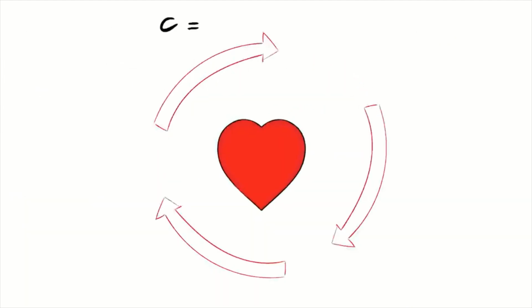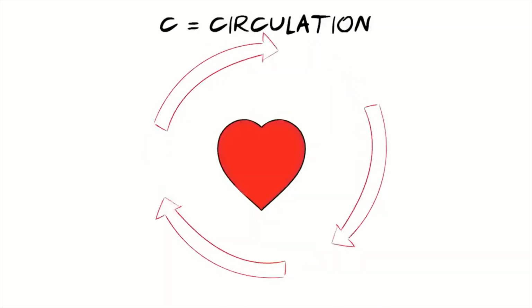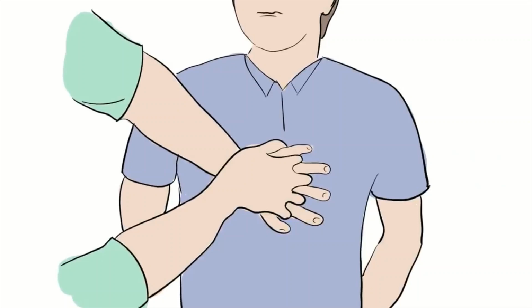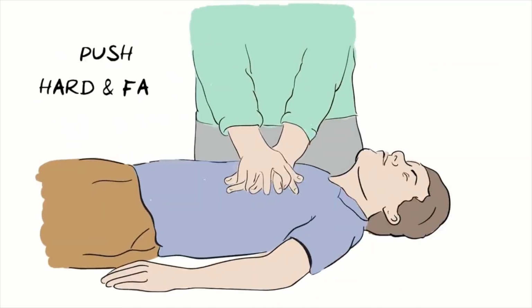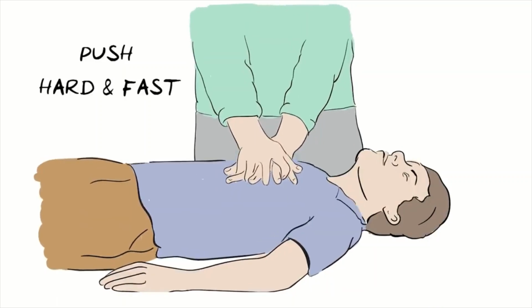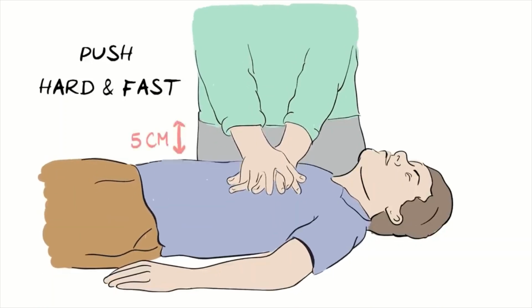C is for circulation. Circulation means the flow of blood around the body, and when the heart stops pumping, we need to take over this role by pushing down hard and fast on the chest. Start by placing the heel of one hand at the centre of the person's chest and interlock your fingers like this. With arms straightened, press down hard and fast, letting the chest come back up fully each time. Fast means around 2 times every second. And hard means that the chest needs to go down by about 5 centimetres. This might sound a lot, but you do need to push hard for it to be effective.